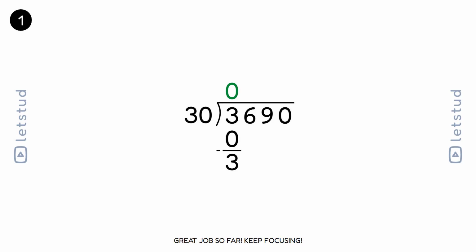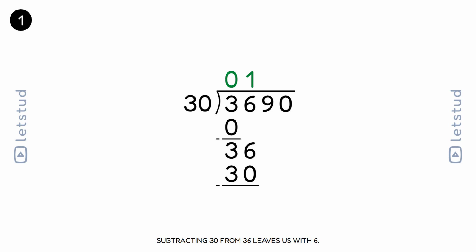Great job so far, keep focusing. Now let's bring down the next digit 6 to make our new number 36. We need to divide 36 by 30. 30 fits into 36 one time. 1 multiplied by 30 is 30. Subtracting 30 from 36 leaves us with 6.